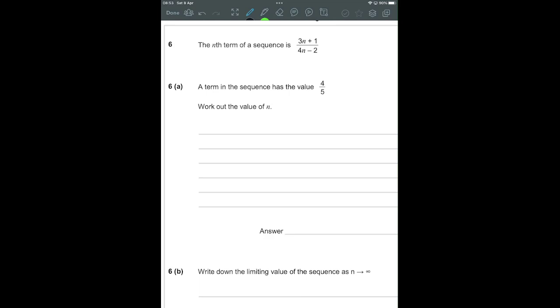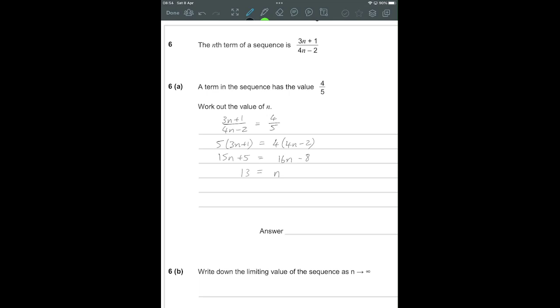One of the terms is that value. Find the value of n. Well, if my nth term is given by that expression, and we're looking for when it equals that value, put them equal to each other. I don't like fractions, so I'm going to multiply up by the denominators of both, expanding out, and then simplifying, bring the numbers to one side, the letters to the other, and I'm done.